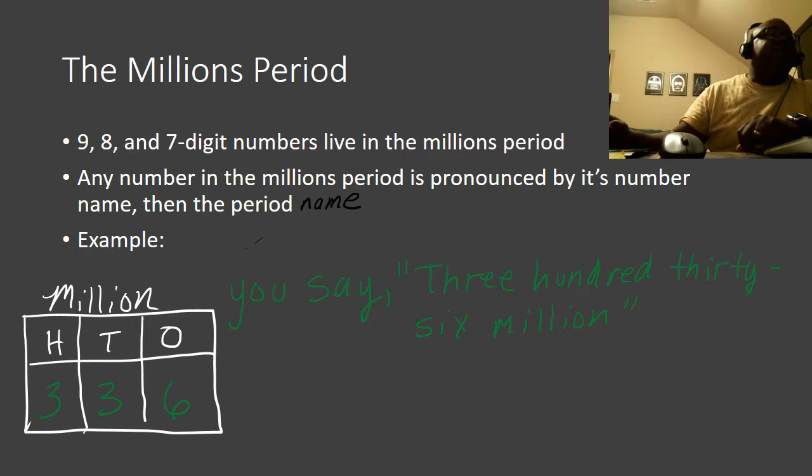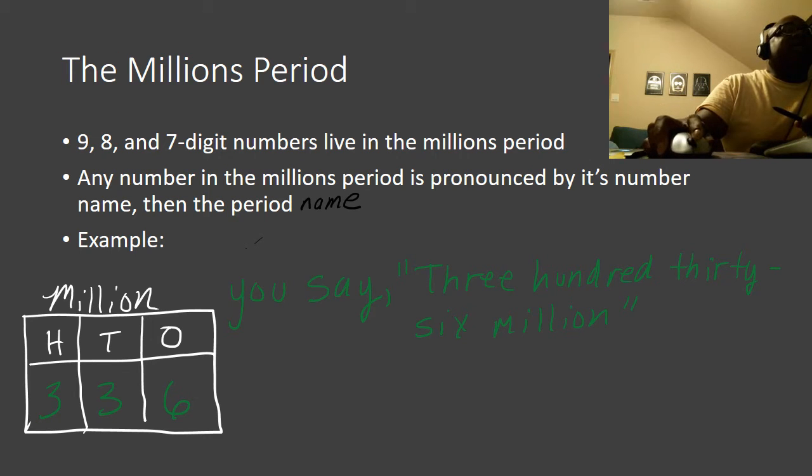So the first thing you say is the number name, 336, then you say the period, million. Just like I have over here, 336 million. I said the number name, then I said the name of the period. Again, I want y'all to be doing the same thing, up on your feet, and practice saying that number name, number name, period. 336 million.